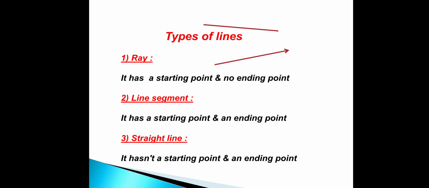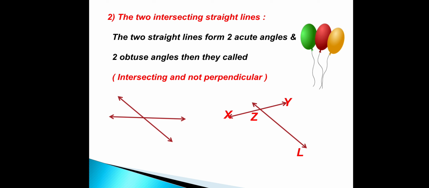The two intersecting straight lines form two acute angles and two obtuse angles. Then they are called intersecting and not perpendicular. It has two acute angles here and two obtuse angles here. Two acute and two obtuse. It's called intersecting and not perpendicular.